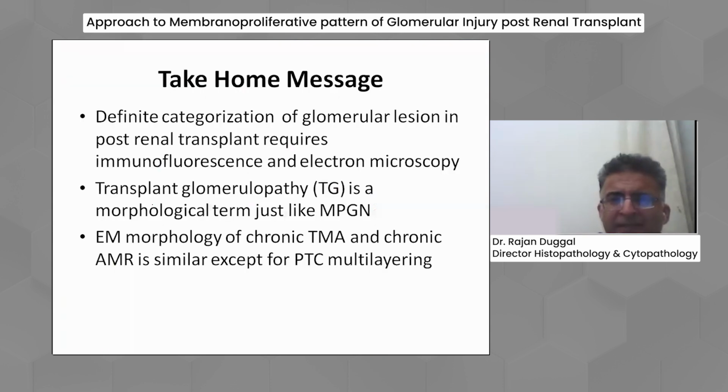So what I want to highlight, the take-home message, is that definite categorization of the glomerular lesion in post-renal transplant requires immunofluorescence and ultrastructure examination or electron microscopy. Transplant glomerulopathy is just a morphological term, just like MPGN. Okay, if someone says transplant glomerulopathy, it is not synonymous with chronic AMR. EM morphology of chronic TMA and chronic AMR is similar except for the PTC button.